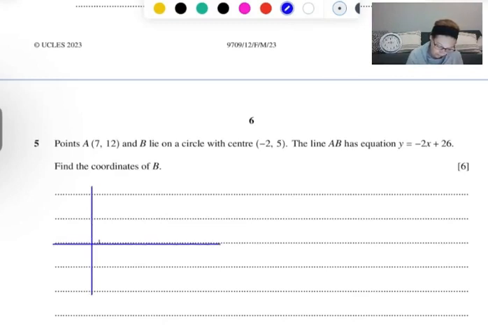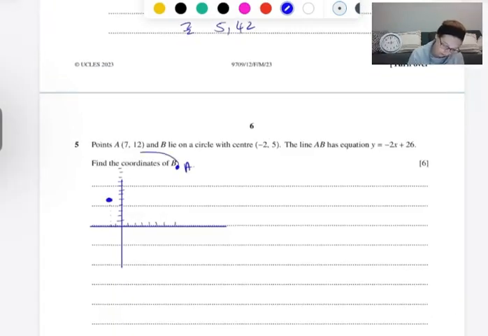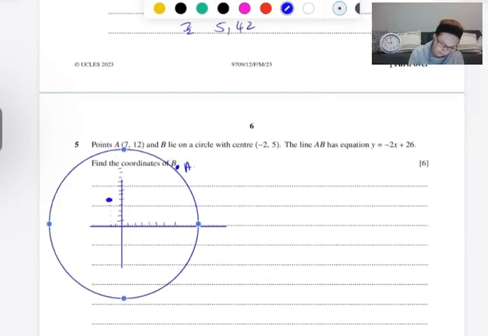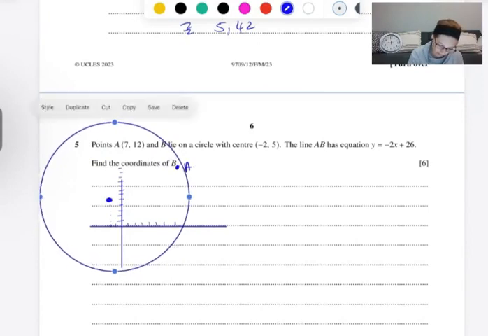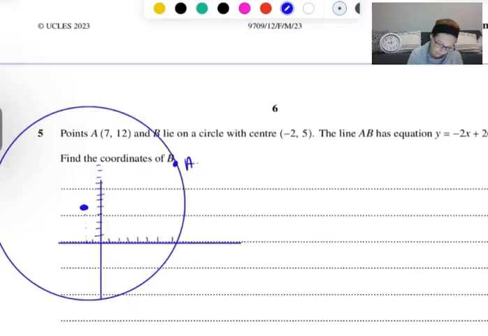So I'm going 1, 2, 3, 4, 5, 6, 7. No rulers, so you don't have time for that. 1, 2, 3, 4, 5, 6, 7, 8, 9, 10, 11, 12. So something like that. That's my point A. Points A and B lie on a circle with center (-2, 5). 1, 2, 3, 4, 5. So there's the center of my circle and A lies on it. So I should have a circle with A lying on it. At least I know where the center of my circle is.